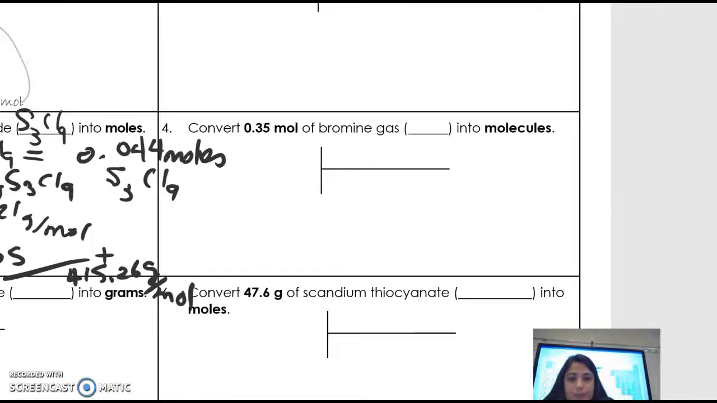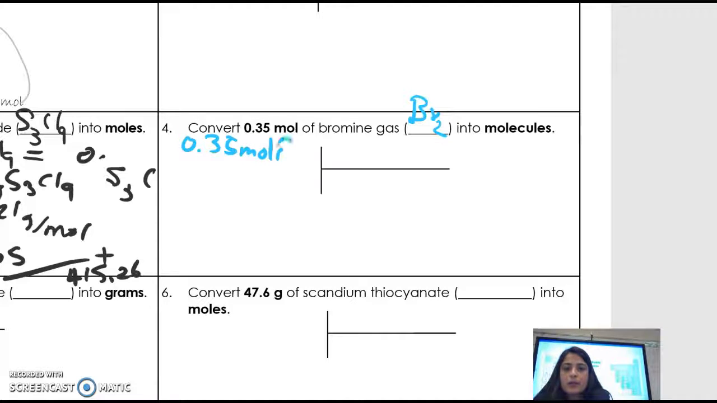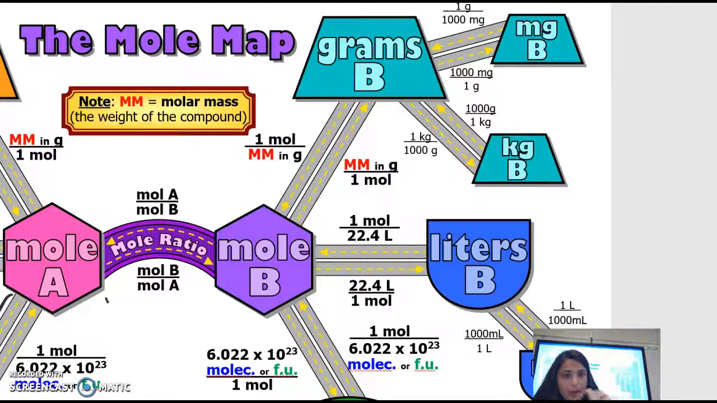I'm going to erase this, guys, because I need this space. The next calculation is convert 0.35 moles of bromine gas, and bromine is Br2. So I'm going to start with what's given to me, 0.35 mole bromine. And then once again, extend this line, and then go back to your mole map.